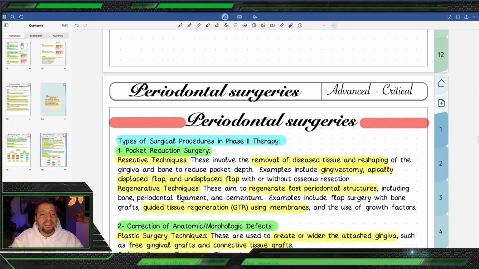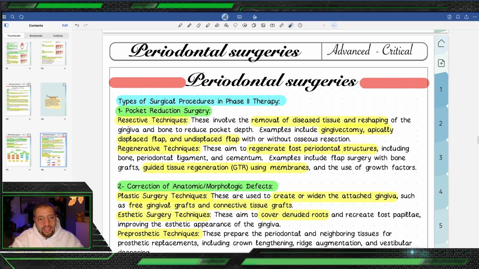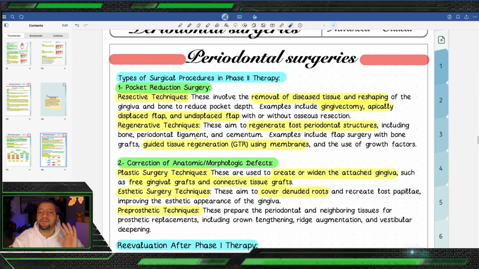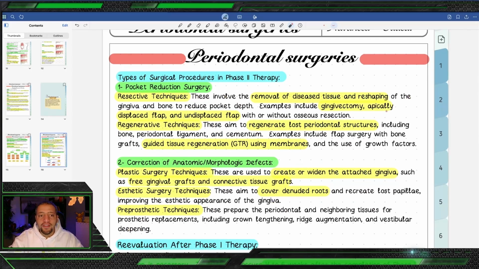Okay, so we can divide our surgery into pocket reduction surgery, where we are going to use resective technique. These involve the removal of diseased tissue and reshaping of the gingiva and bone to reduce the pocket depth. Examples are gingivectomy, apically displaced flap, and undisplaced flap with or without osseous resection. Regenerative technique is to regenerate the periodontal ligament, like GTR, guided tissue regeneration surgery, using a membrane, or sometimes we use it with a bone graft also.